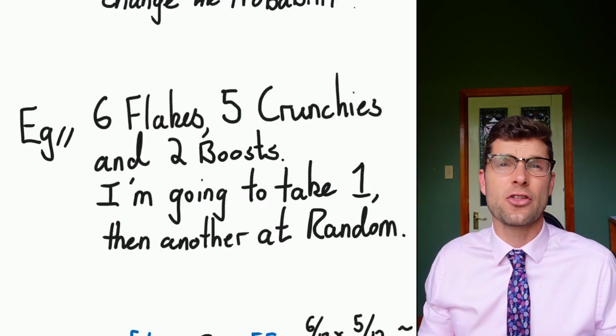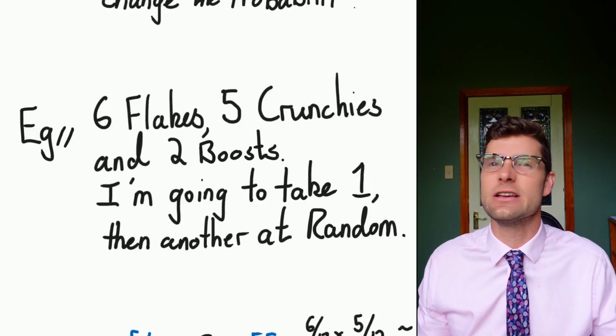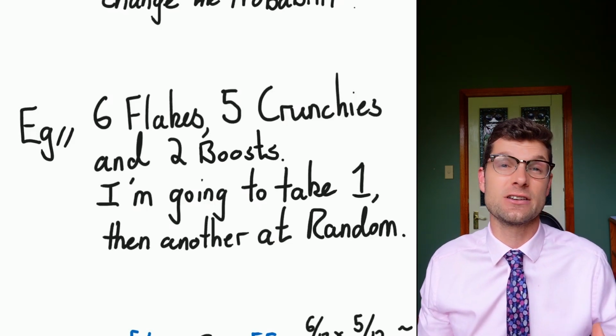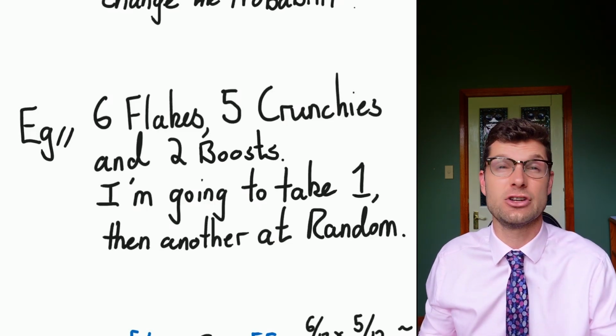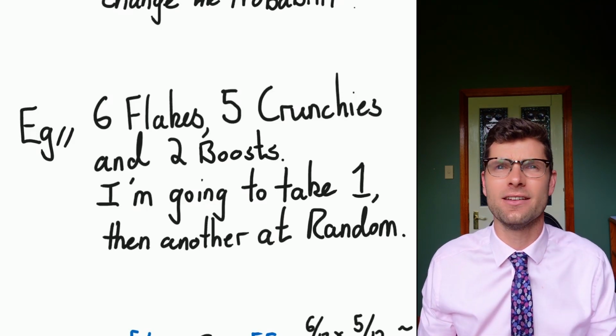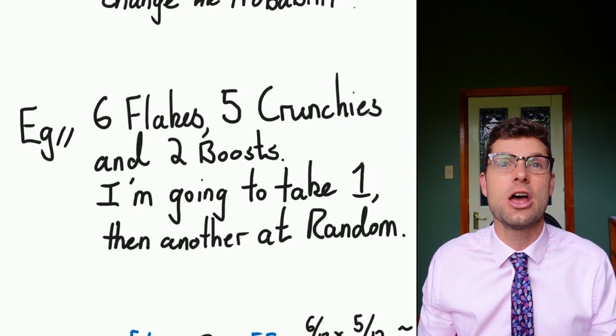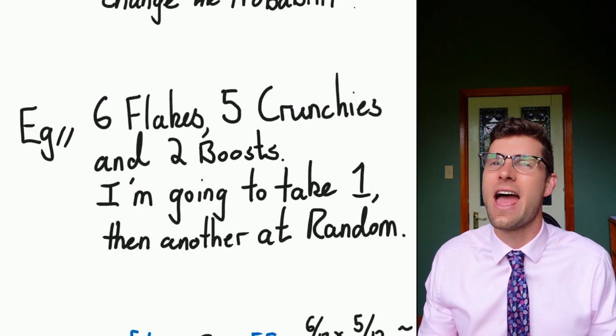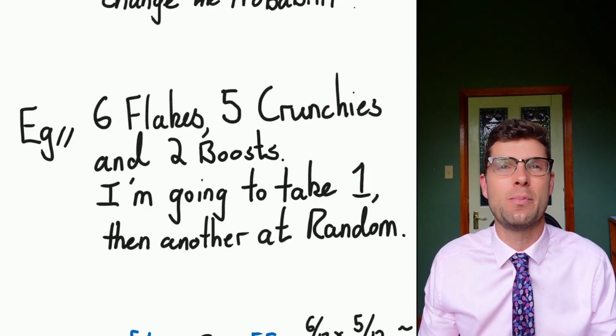So the question we're going to use as an example is one of those favorite boxes of chocolate. For this example, we've got 6 flakes, 5 crunchies, and 2 boosts, and you're going to pick one out at random, have a look at it, and then pick another one. So this is a without replacement question. You're probably going to eat it halfway through, and we just want to see what the probabilities of certain things happening are.